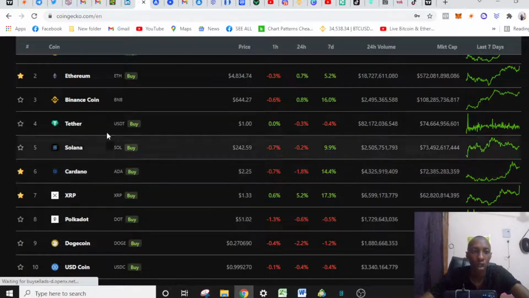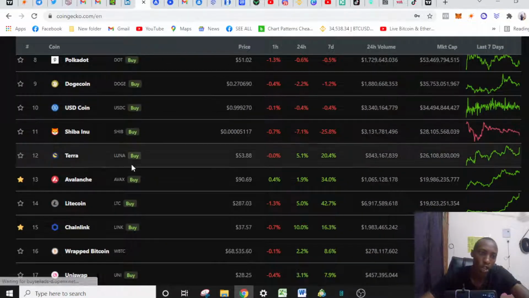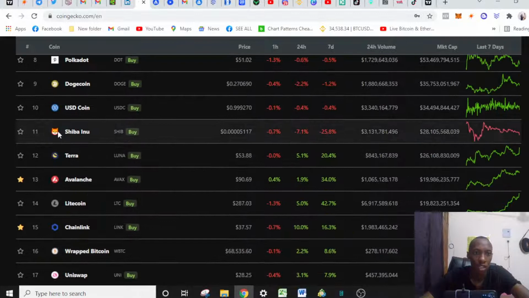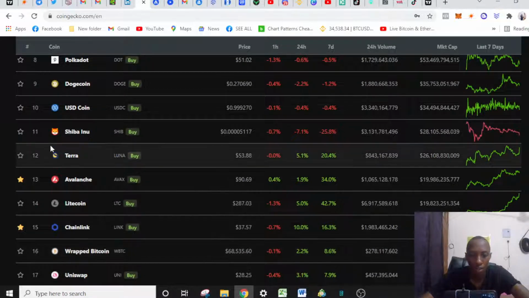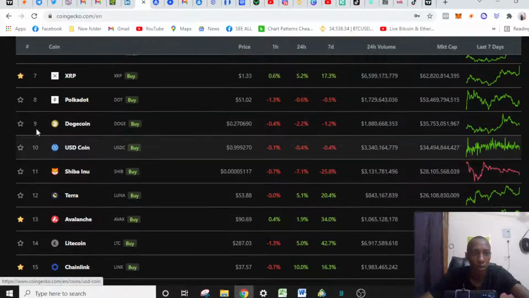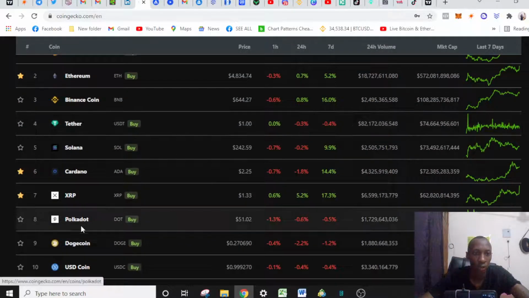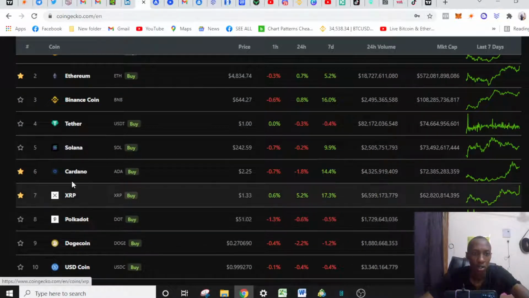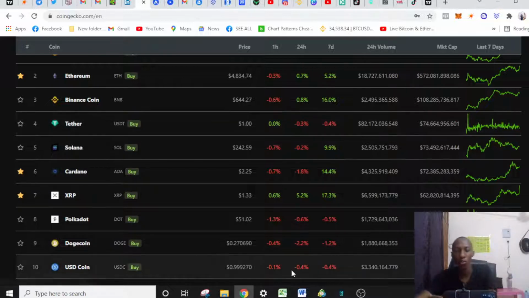So if you want to have a long-term portfolio, consider this, okay? And probably even the top 20. But you know, Shiba Inu, I don't know about Shiba Inu, but yeah, consider these coins. Avalanche, I love Avalanche. Chainlink is a good coin. Terra Luna is a good coin. USD is a stable coin. Dogecoin, I don't know about that. Polkadot is a good coin. Exactly. Cardano, Solana. All these top 10, top 20 coins are good coins for your portfolio.